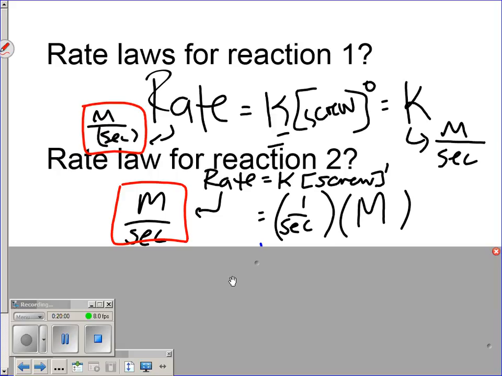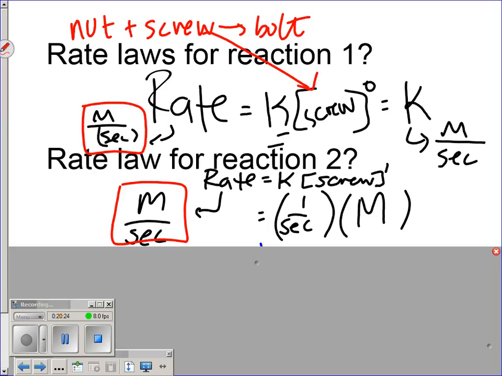Okay. So this reaction was, what was it? I said screw, yeah. So nut plus screw equals, I'm just going to say volt. So which of these reactants mattered the most? Which ones did we track? We tracked the screws, right? So that's why we included screw in our rate law. We didn't include the nut because we don't have data for the nut, but we could have done that. We could have figured out the order of the nut as well. But we didn't because we didn't track that.